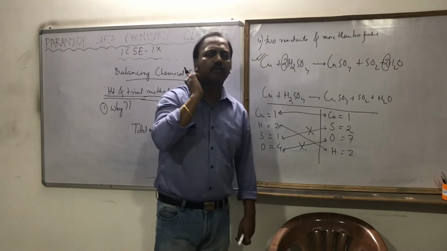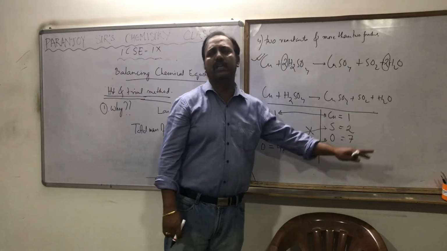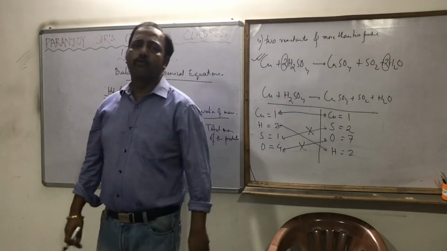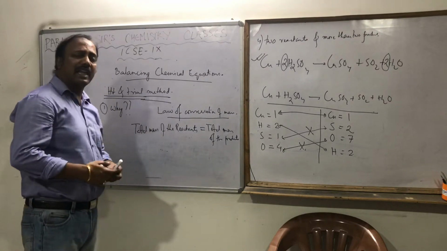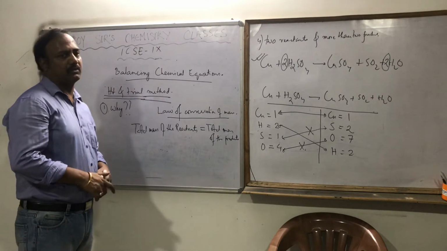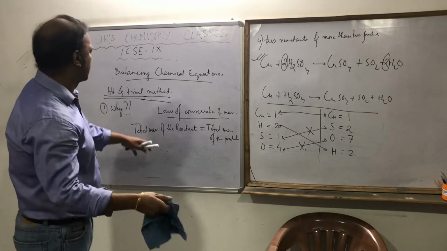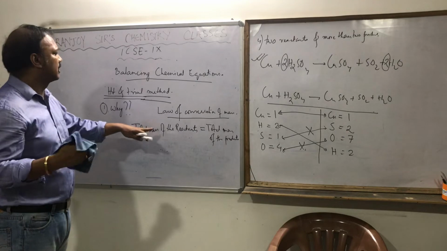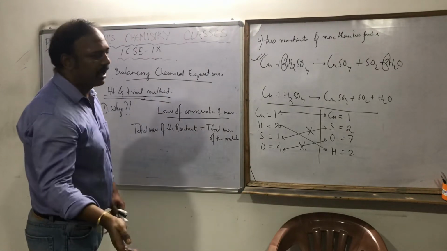And since it is not obeying the law of conservation of mass, this equation is only the skeleton. It just says what the reactants are and what the products are. It does not say arranged or balanced chemical equation. So balancing of a chemical equation is a very important thing, and that we do by what? That we do by hit and trial method, or you can say trial and error method.